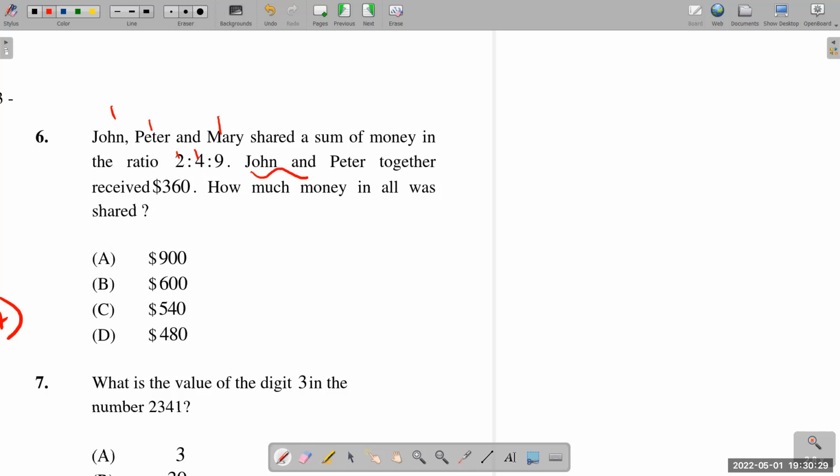So look at what they gave us. They said John and Peter together received this money. So look at this money here, 360. What number of shares should I balance with this 360? It got to be 6, because if this is John and Peter's money, you got to put John and Peter's shares. What is John and Peter's share? John and Peter's share is 2 and 4, so that's 6.